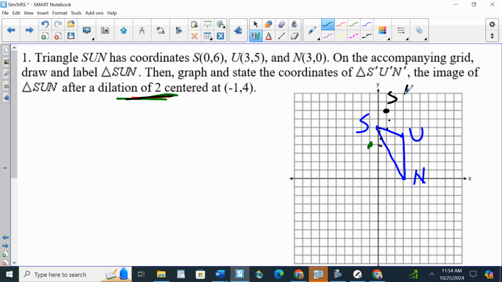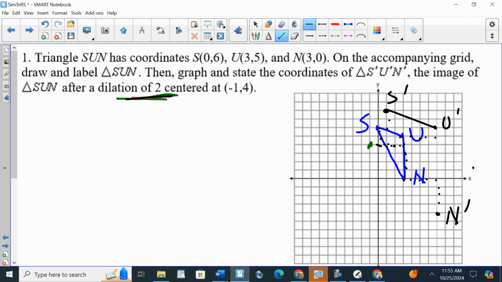Let's do U. U is 4 right, 1 up. Do that twice. 4 right, 1 up, then 4 right, 1 up again. There's my U prime. N is 4 down. Do that twice, 4 down, then 4 down again. That's N prime. Connect them.